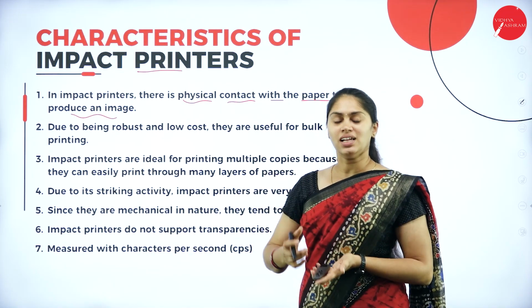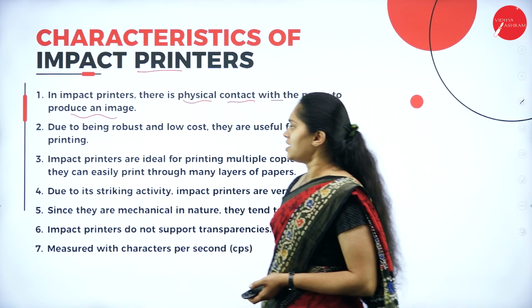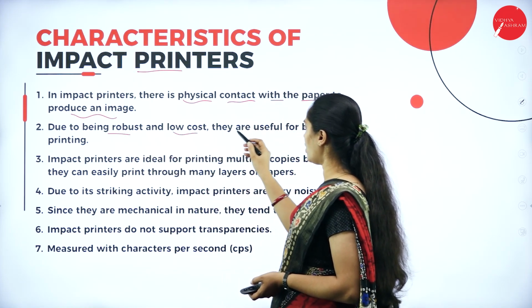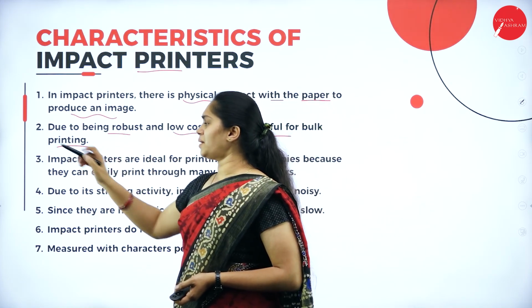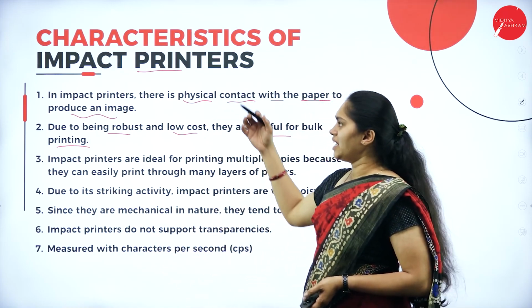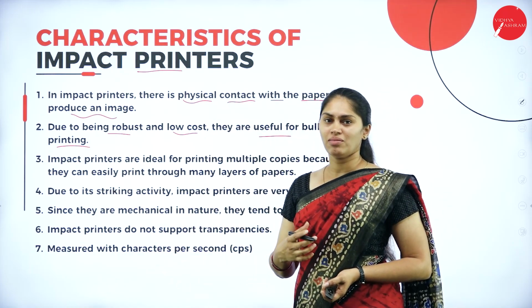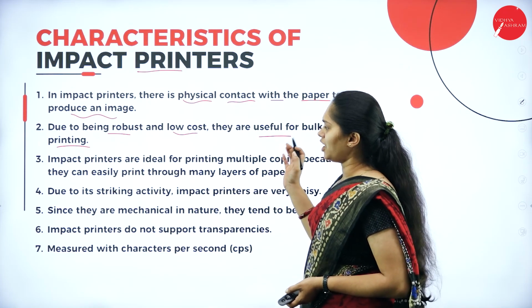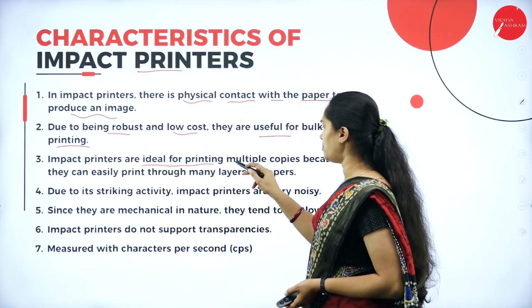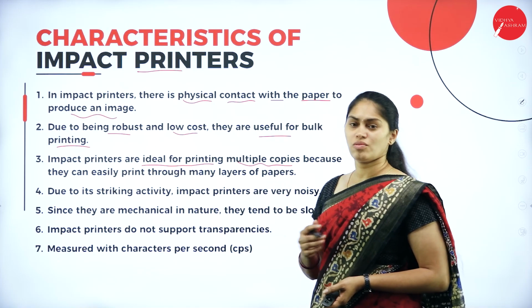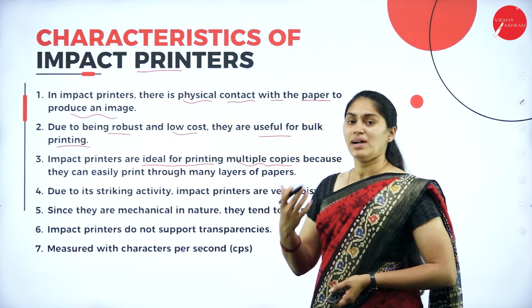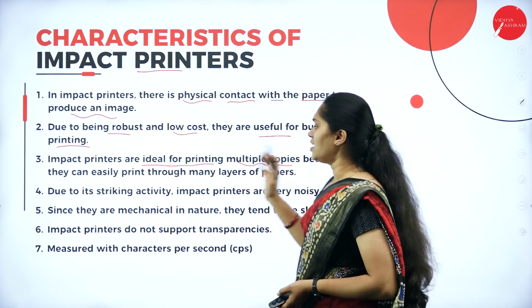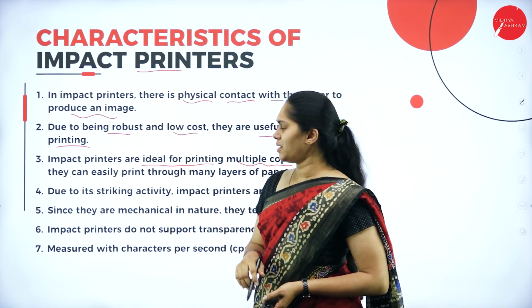Then it is producing an image or any of the text. So due to being robust and low cost, they are useful for bulk printing. So we are going to use these impact printers in order to have a large amount of printing, and mainly it is ideal for printing multiple copies. When we require multiple copies of the same data, at that time this impact printer will be used. Why?